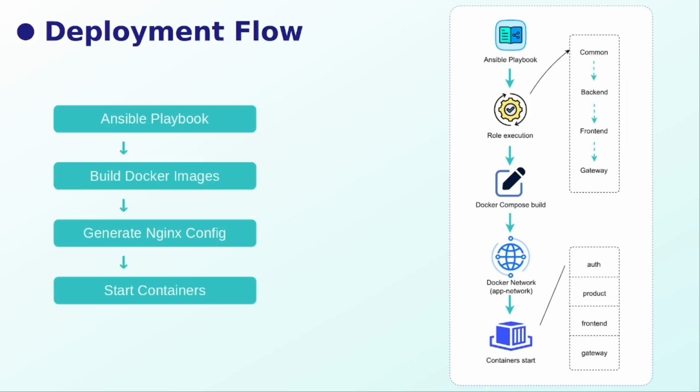Deployment flow. End-to-end flow. The deployment process follows a clear sequence. First, the Ansible playbook is executed, then Docker images are built. Next, the Nginx configuration is generated dynamically. Finally, all containers are started. This flow ensures that the system is deployed in a consistent and predictable way. It also reflects how real DevOps pipelines are designed, even though this project is a simplified version.